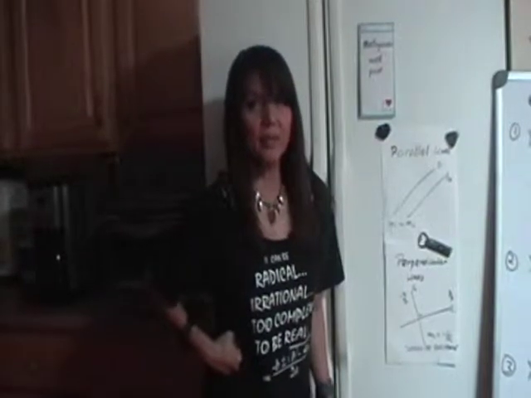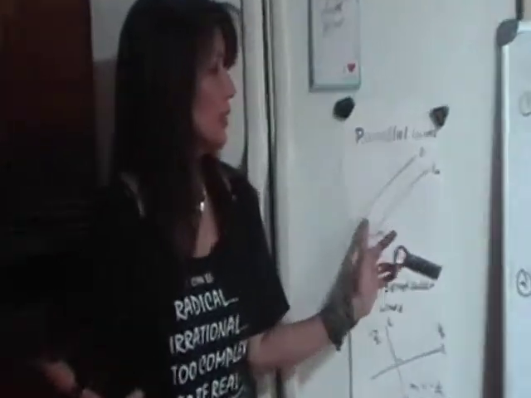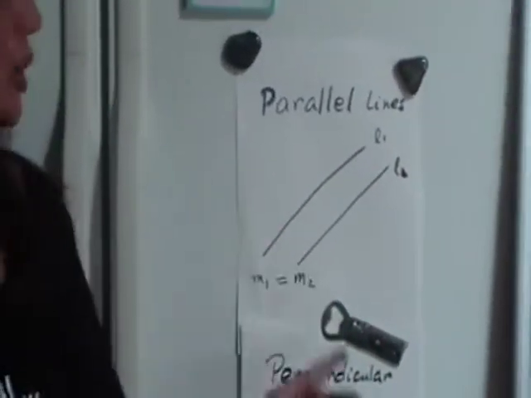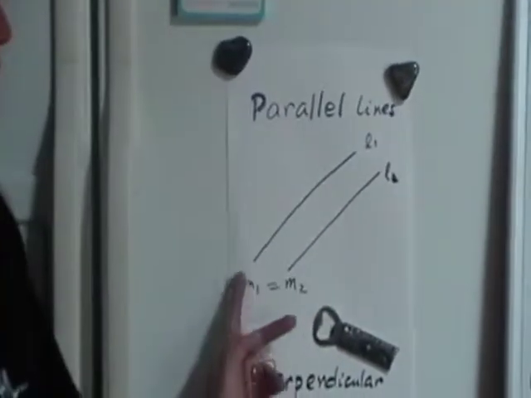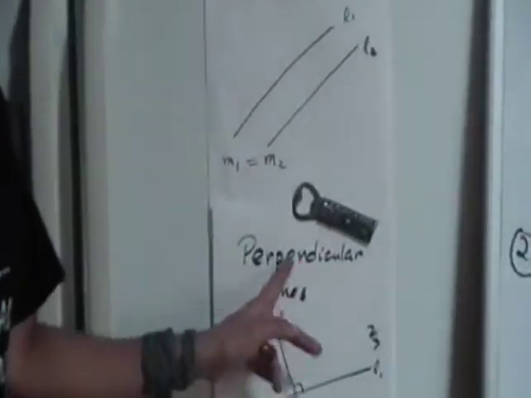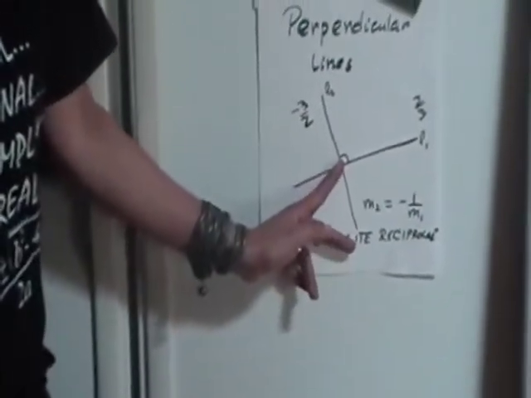Now we're going to talk about parallel and perpendicular lines. Parallel lines are lines that go in the same direction, meaning they have the same slope. So if two lines are parallel, the slope of one is equal to the slope of the other. Perpendicular lines are lines that meet at right angles, okay?